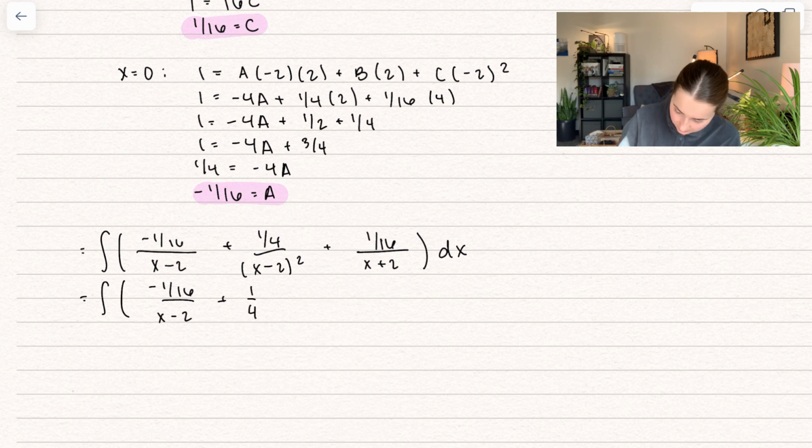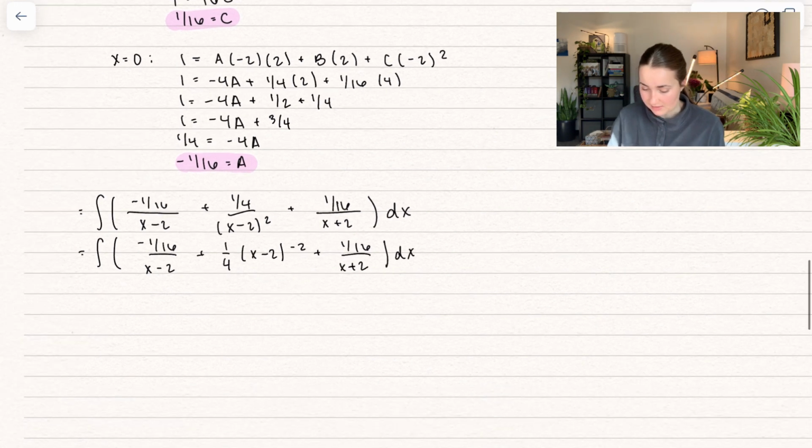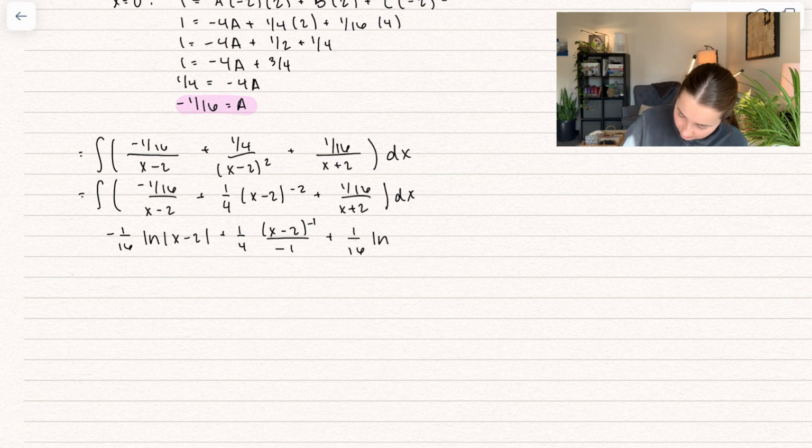Just a reminder that this is going to be x minus 2 to the -2, so we're going to go ahead and use power rule when we take that antiderivative, right? Sorry if that's messy, but whatever. So here we get -1/16 natural log of x minus 2, plus 1/4 times x minus 2, add 1 to the power, so that's -1 divided by that new power, plus 1/16 natural log of x plus 2 plus c.